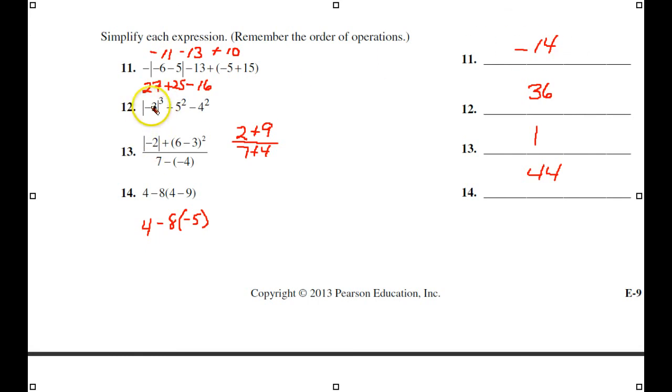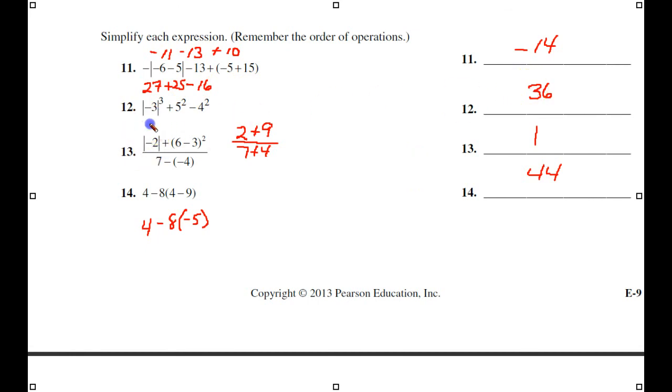Now here, when this comes out, it's a 3. 3 to the third power is 27. 5 squared is 25. Now, keep in mind here that you're squaring the 4 to get a 16. Then you apply the negative sign. And you end up with a 36.